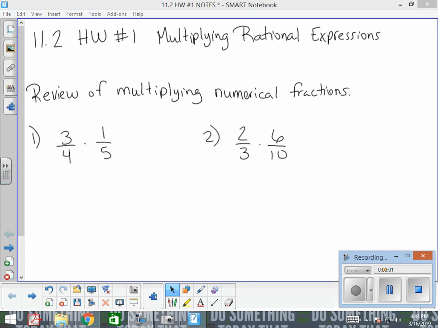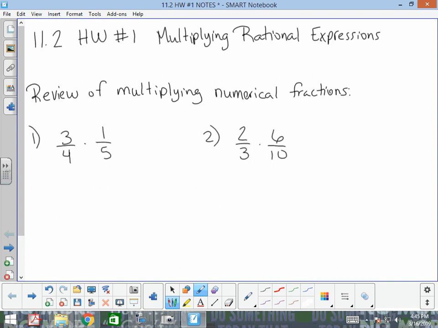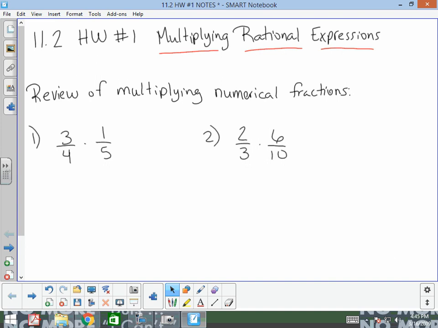This video is 11.2 homework number 1, and in this video we're going to be looking at multiplying rational expressions. Before we start with that, let's just do a review of multiplying numerical fractions. When we multiply fractions, we multiply the numerators and we multiply the denominators. So here we're going to multiply 3 times 1, and in the denominator we're multiplying 4 times 5.